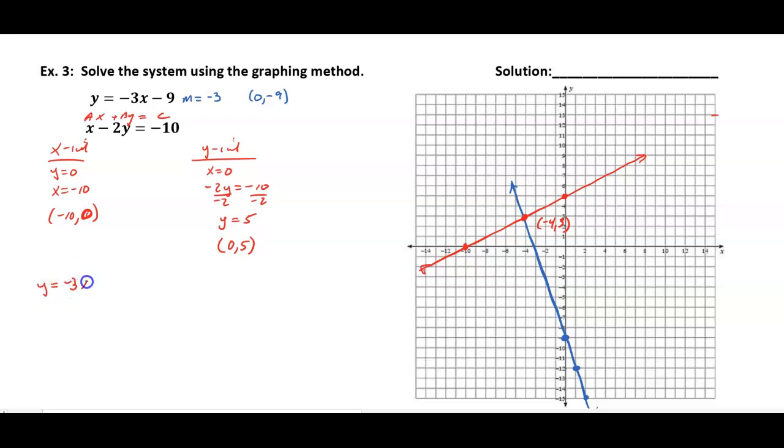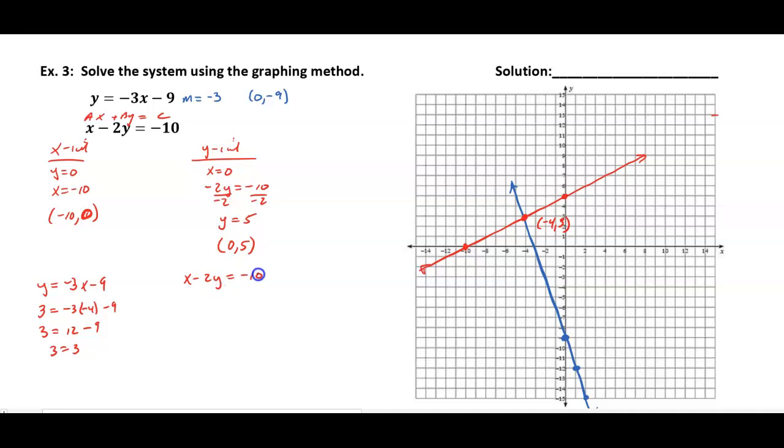So y equals -3x minus 9. I'm going to plug -4 in for x. Is 3 equal to -3 times -4 minus 9? Is 3 equal to 12 minus 9? Yes, that checks out. You should check both.